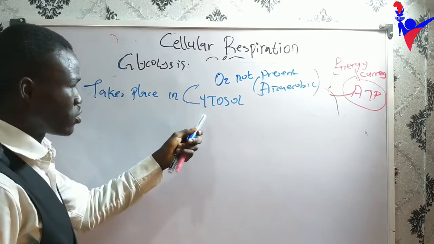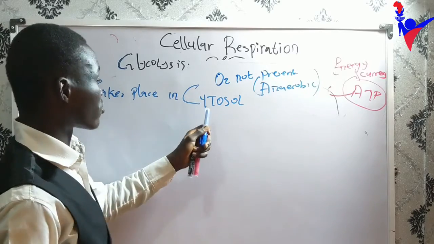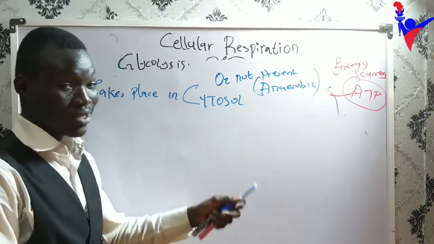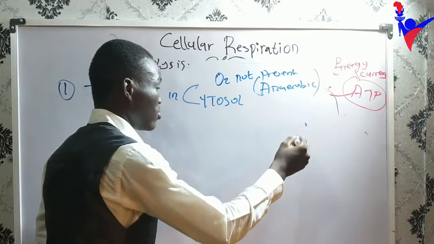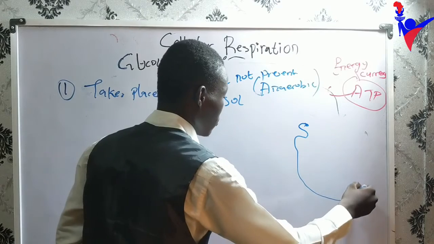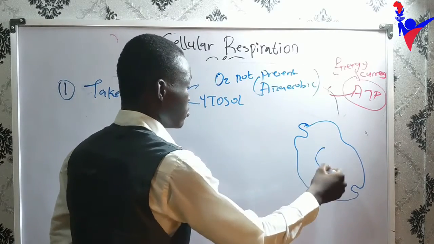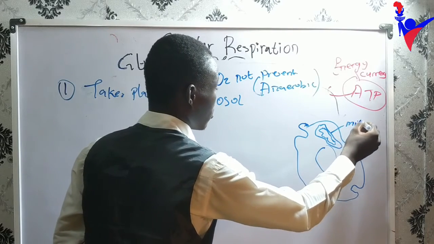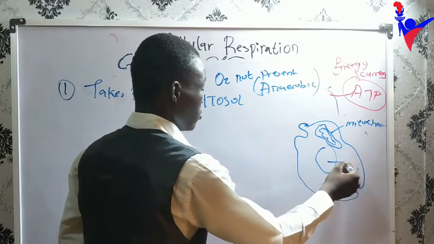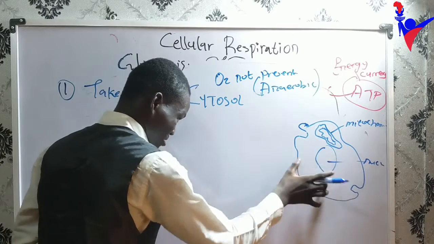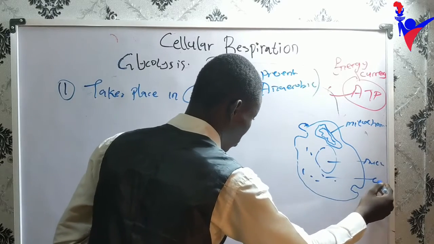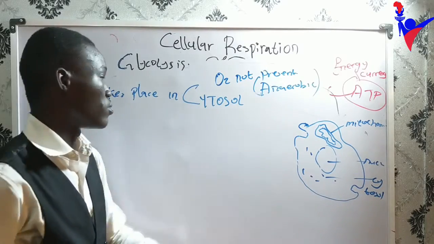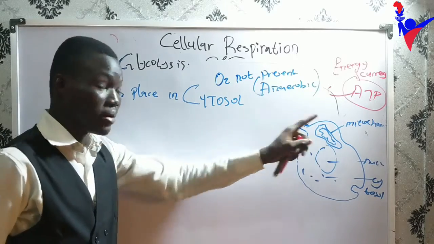In contrast to the cytosol, other parts of respiration occur in the mitochondria, but glycolysis occurs in the cytosol. Where is the cytosol? The liquid part of the cell. For example, you have your cell like this, your nucleus, your mitochondria. This liquid part is called the cytosol, and that's where glycolysis takes place, in contrast to other pathways that take place in the mitochondria.